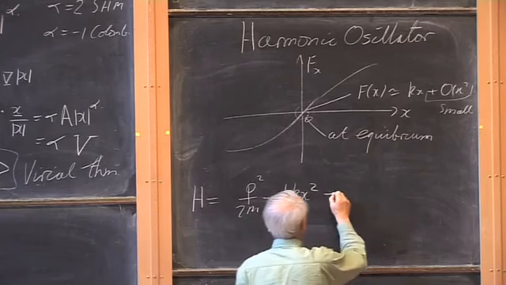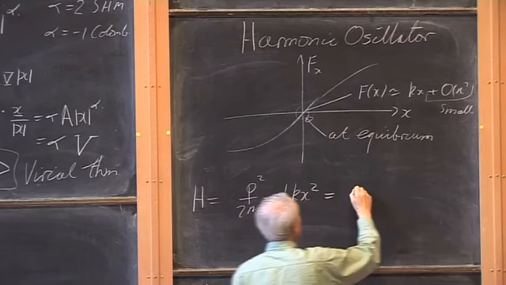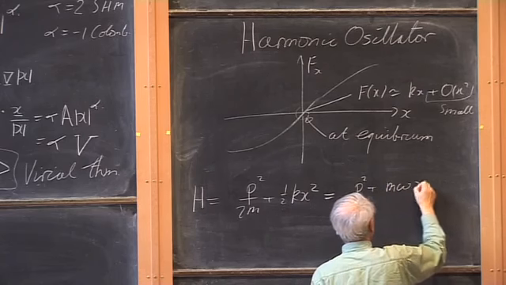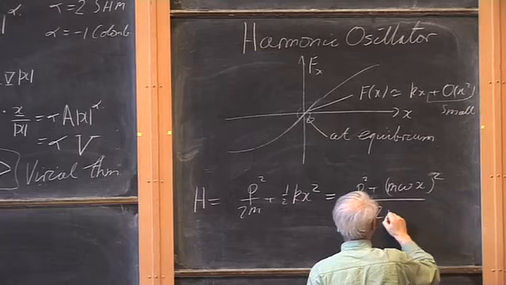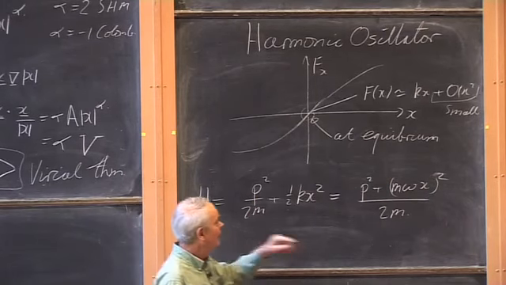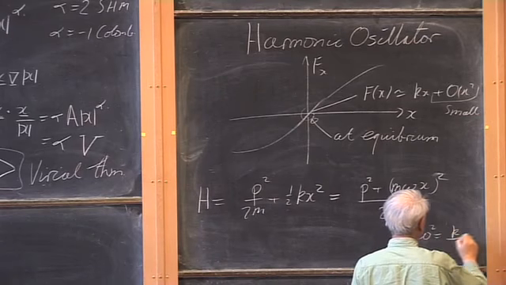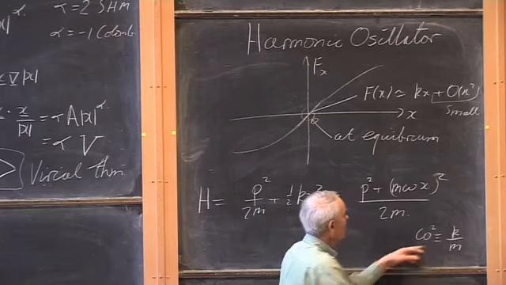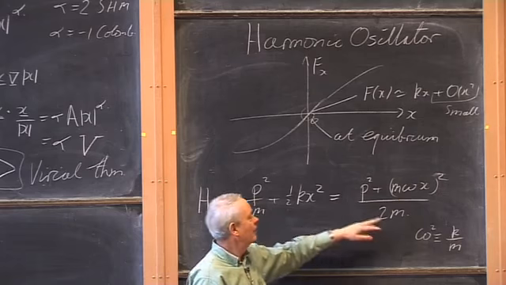It's better, though, to write this in a different way to anticipate results that are to come, and to write this as p squared plus m omega x squared over 2m. Of course, omega squared is k over m. So defining omega squared to be k over m, it's easy to write this formula like that, and that's how I want to write it.